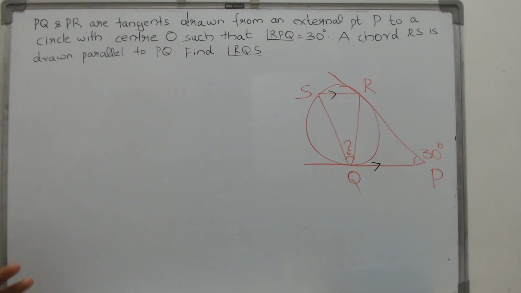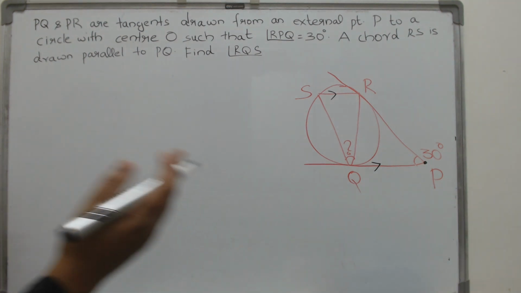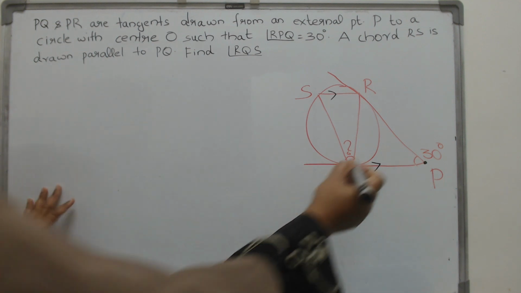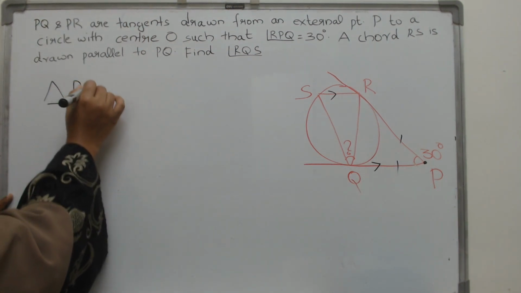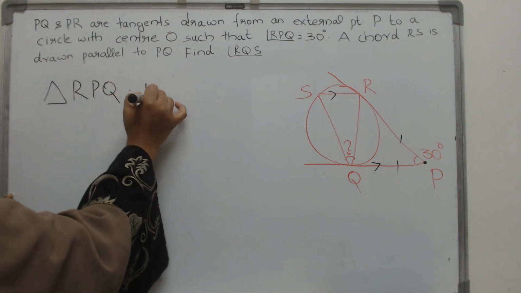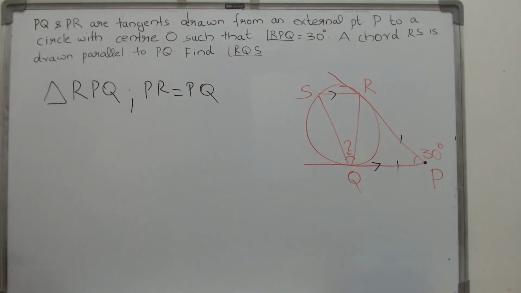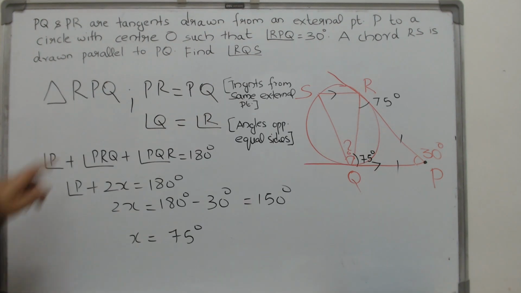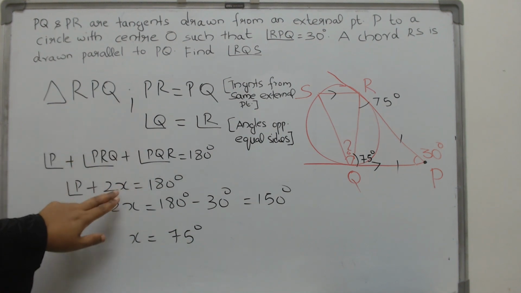PR and PQ are the tangents from the same external point P to the same circle, which means what? The tangents from the same external point are equal in length. That means if you consider the triangle RPQ, what you have is two equal sides, which means the angles opposite to equal sides will again be equal. Now, as those two angles are equal in measure, I will take both of them to be x.